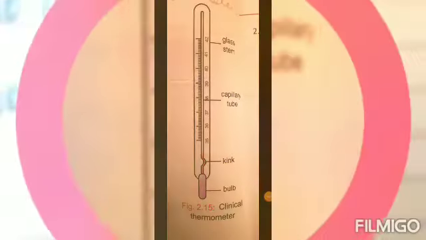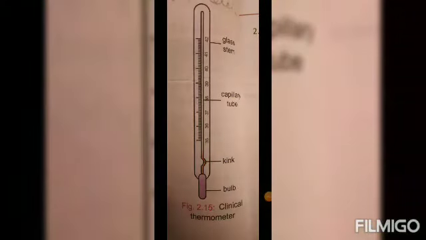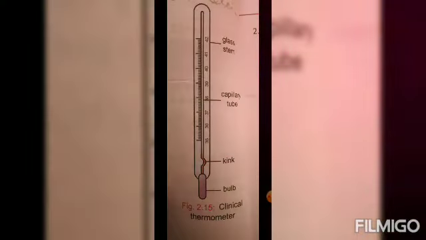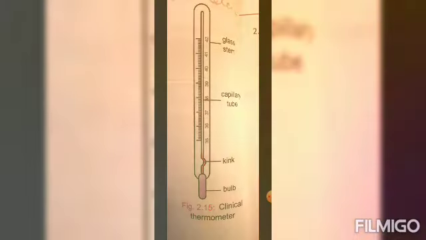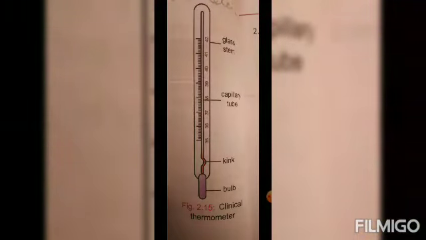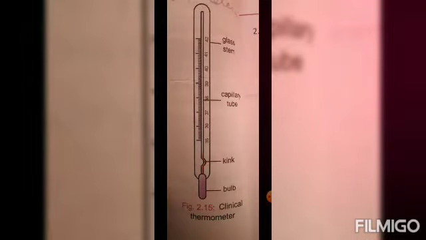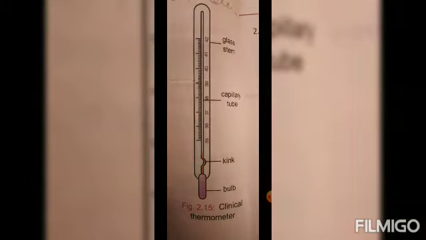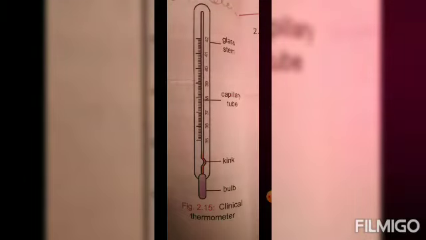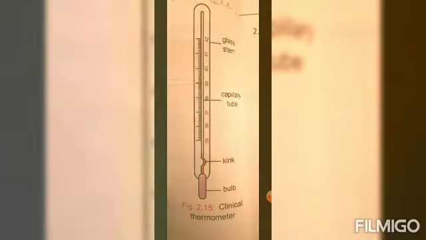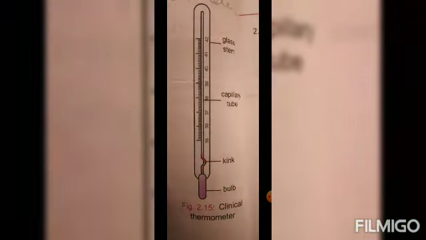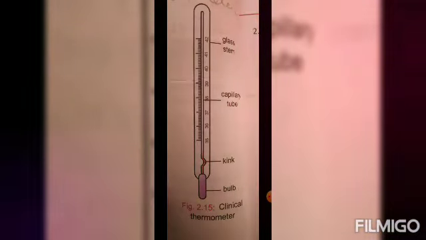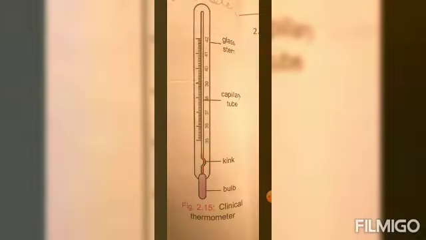So friends, I think that you have successfully understood the conversions. Now let's discuss about the types of thermometers. There are three types of thermometers: clinical thermometer, laboratory thermometer, and maximum and minimum thermometer. A clinical thermometer is given on the screen. So let's discuss about the clinical thermometer.